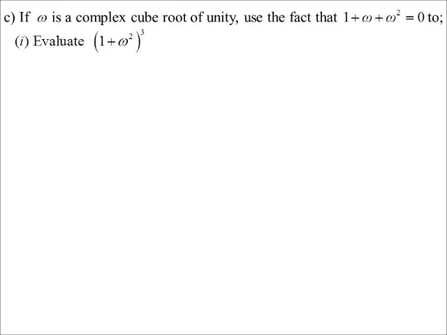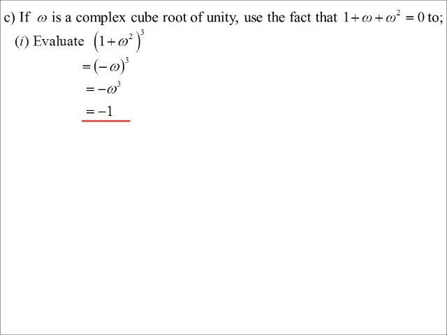Evaluate (1 plus omega squared) all cubed. Now, the temptation is to expand the whole thing out. Not going to do that. Because 1 plus omega squared is the same as minus omega. Because remember, 1 plus omega plus omega squared is equal to 0. Minus omega cubed is a lot easier to cube than 1 plus omega squared. That's minus omega cubed, but I know omega cubed is equal to 1, so that's minus 1.